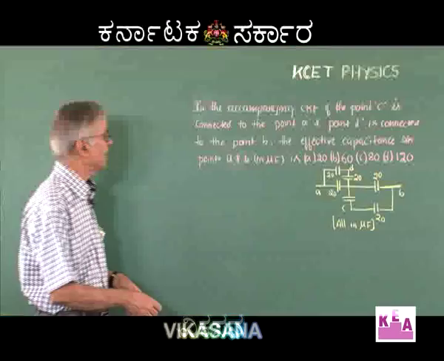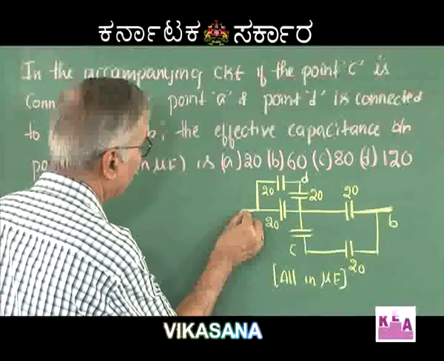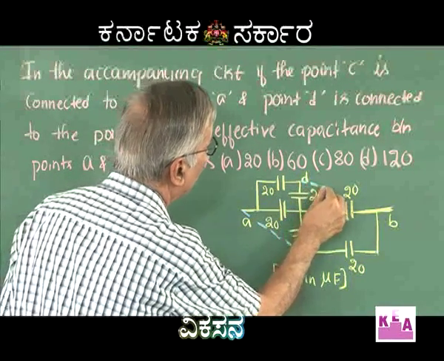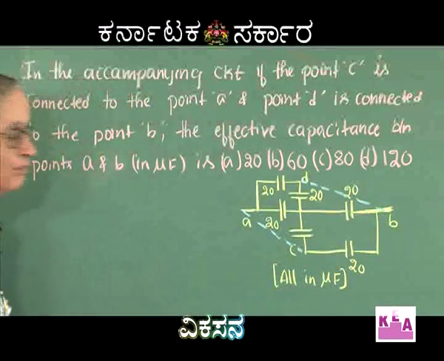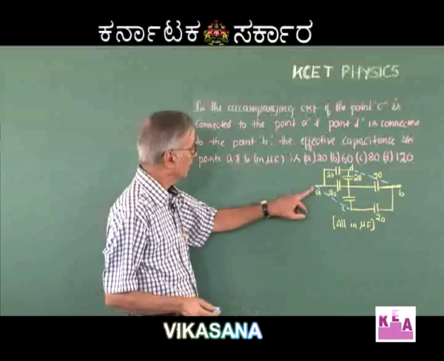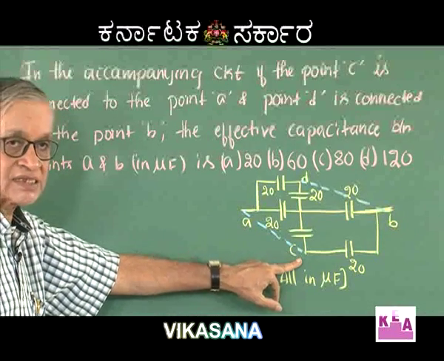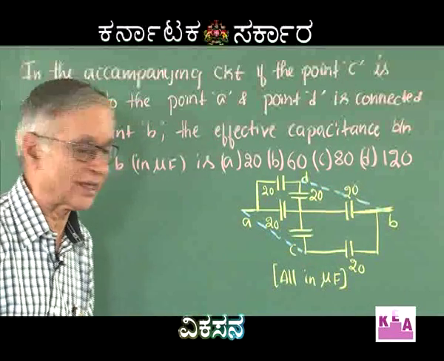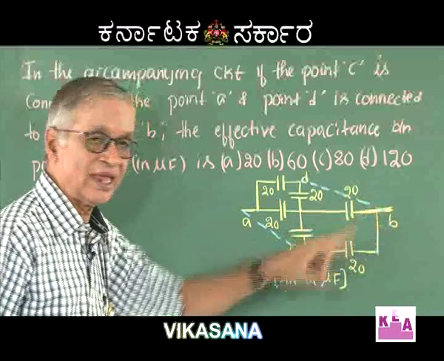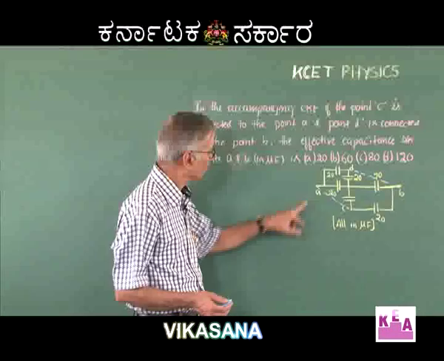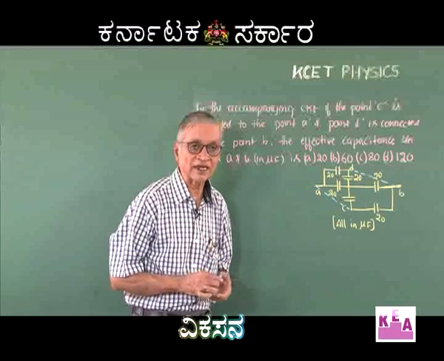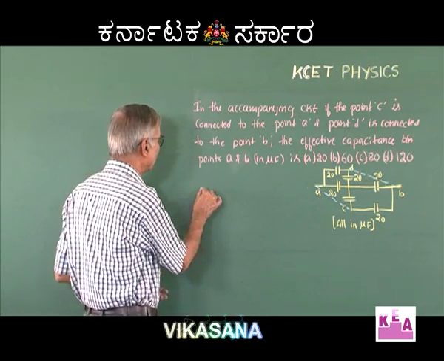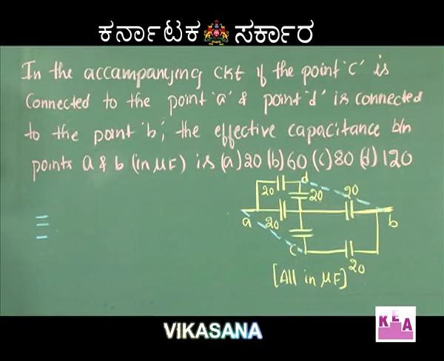Look here, he says that the point A is connected to the point C, while the point B is connected to the point D. Please note that A is connected to C by a simple connecting wire, D is connected to B again by a simple connecting wire. Therefore, D and B may be taken as same and A and C also may be taken as same. Then the given circuit can be written in the form of an equivalent circuit as.